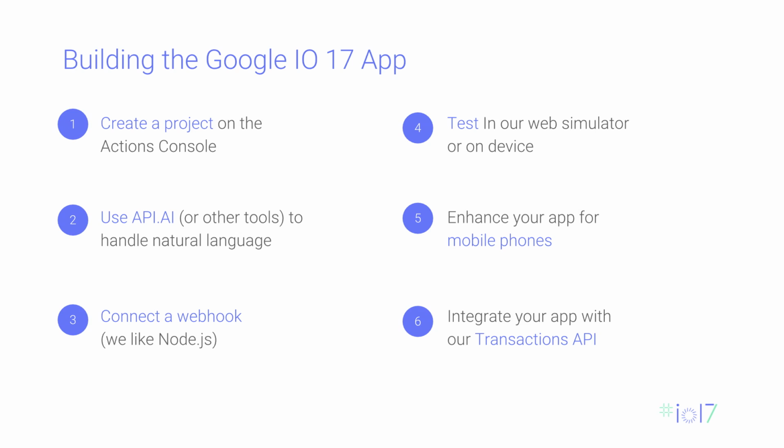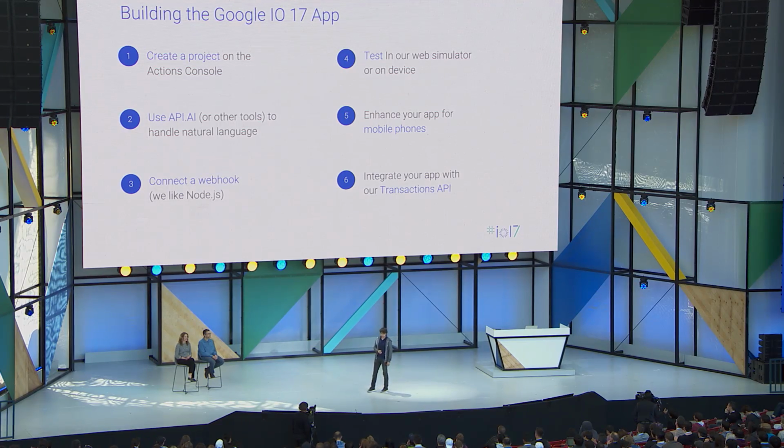Once you have all these basic integration points set up, you need to test it out. So we provide a web simulator, which makes it really easy to do local development. But it's really important to always actually test on a real device. So just by clicking Test in the Actions console, you can immediately try it out on your Google Home, your Android, or iPhone. So once we have all that done, we want to enhance it for mobile using some of the visual responses that Brad talked about. So we can do that with API.ai and with our webhook. And then finally, we enable that seamless sign-in flow and the ordering experience by integrating with the Transactions API.